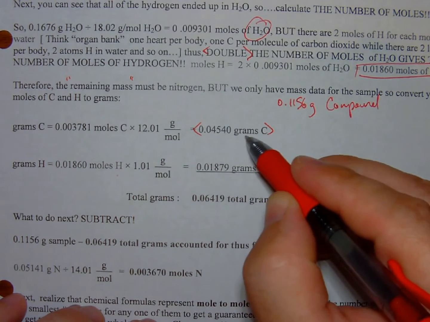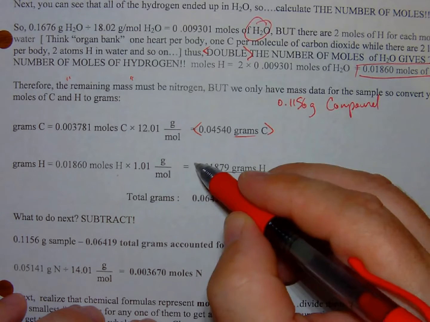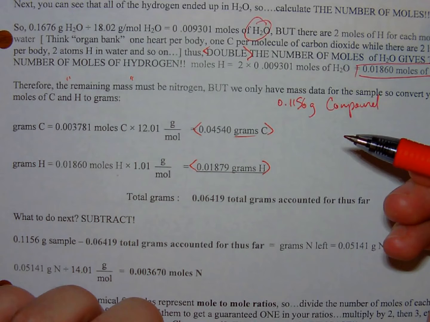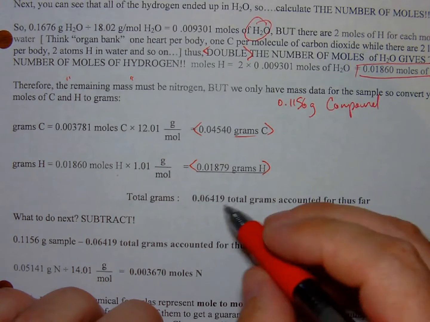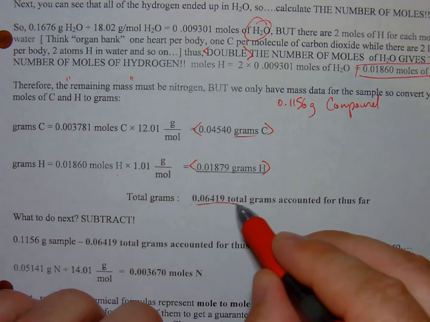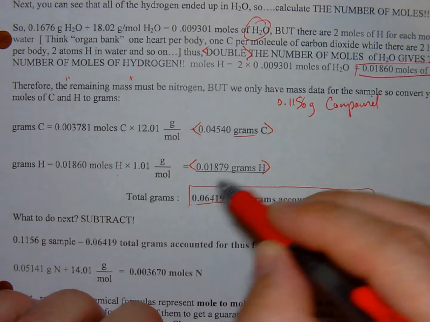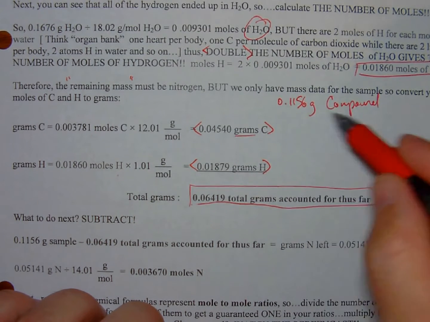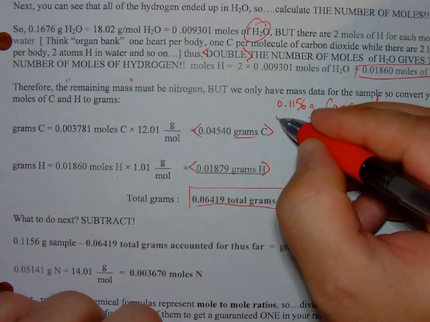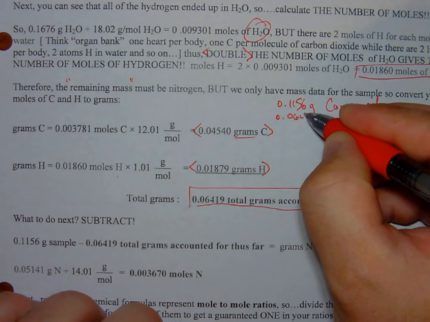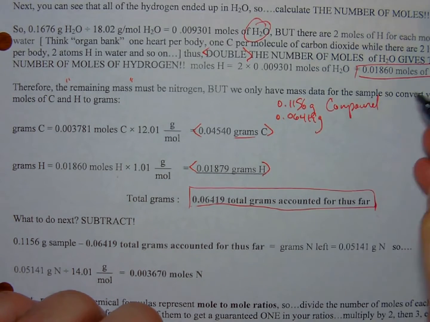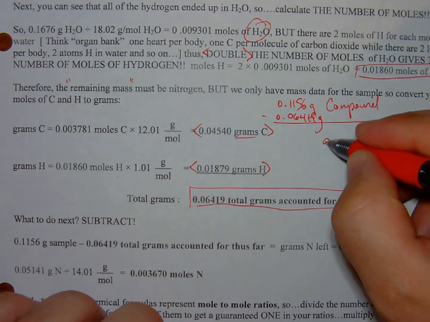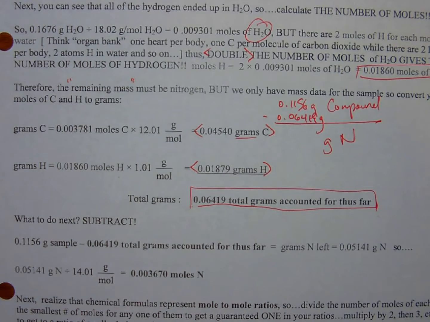0.04540 grams of carbon, and then 0.01879 grams of hydrogen. The reason that this is super important is because when I add them together, I have the total mass due to carbon and hydrogen. Well, the total compound only has that much in it. So whatever's left must be the grams of nitrogen.